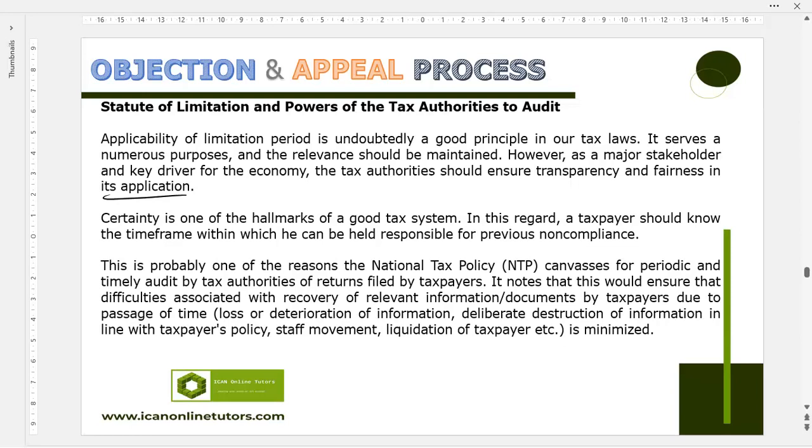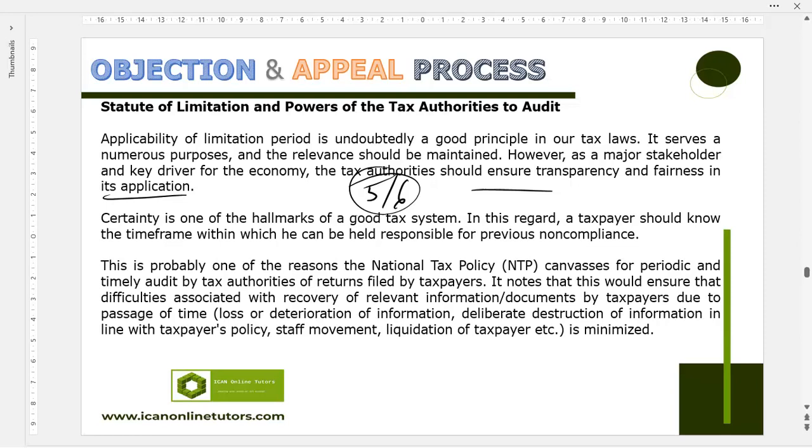Certainty is one of the hallmarks of a good tax system. Remember your principles of taxation. A taxpayer should know the time frame within which he can be held responsible for previous non-compliance. And we say that the period should not be more than 5 or 6 years. So the tax authority cannot go beyond that, except where there are open years, that is, where the court of competent jurisdiction has allowed them to go beyond the statutory years. This is probably one of the reasons the national tax policy canvasses for periodic and timely audits by the tax authorities of returns filed by taxpayers.